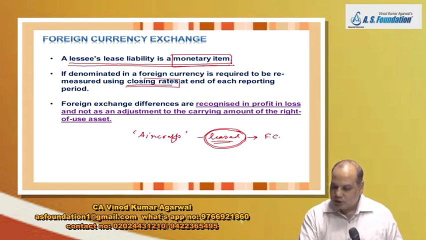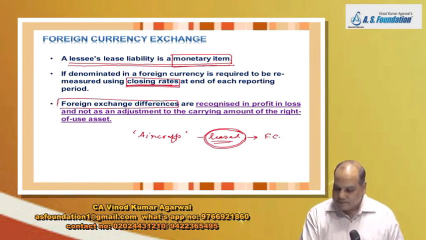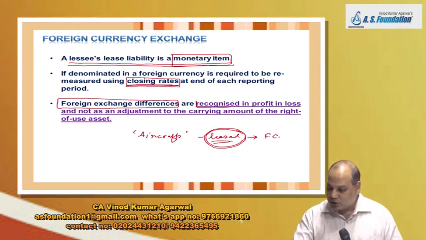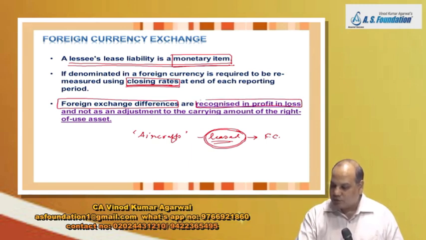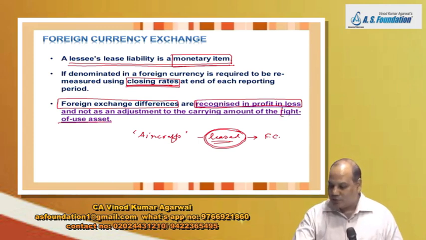So you have to calculate your lease liability at the end of the year, if it is in foreign currency, by applying the closing exchange rate. And if you apply the closing exchange rate, there is a possibility that there will be an exchange difference. And if there is an exchange difference, the question will arise: will you transfer the exchange difference to the P&L account, or will you adjust it in the right of use asset?